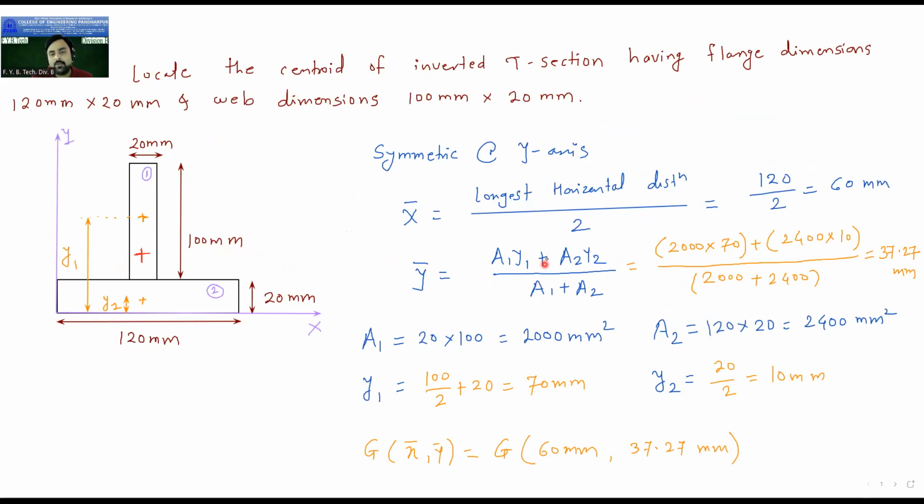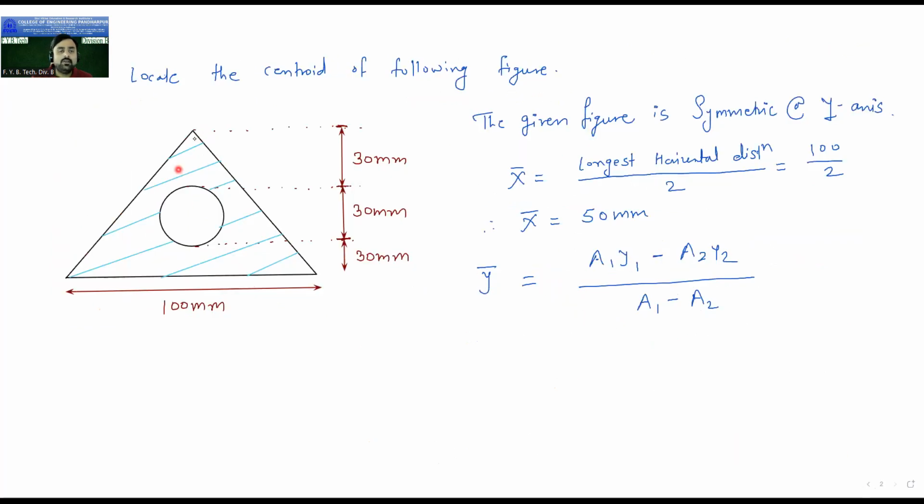So that is why here we have used plus sign. Okay, and now in this problem if you see, from this triangle this circle is taken out, so it is deducted. So that is why we have used over here the minus sign.